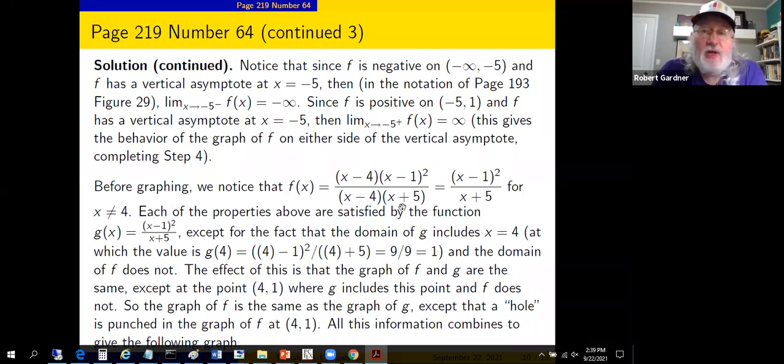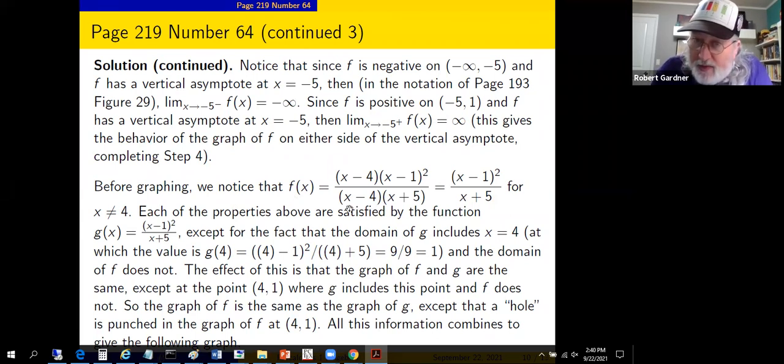One more time, a little comment about the fact that this function is the function (x minus 1) squared divided by x plus 5, provided x is not 4. Well, what does this other function here, let's call it g of x, this function, which is defined at 4, what does it do? If we took this function, which is the exact same function as the original function, except at 4, what was this one doing at 4? We can just plug 4 into this one because it's in the domain. That's why it's a different function than the original one.